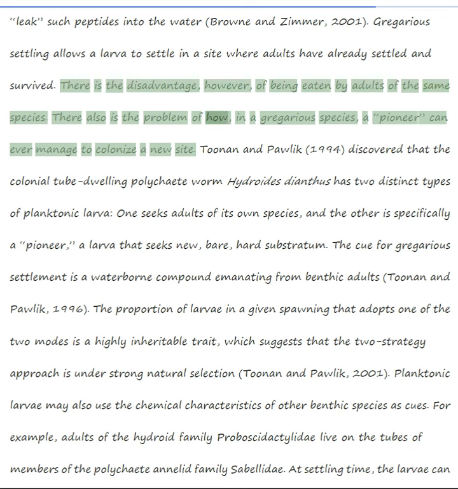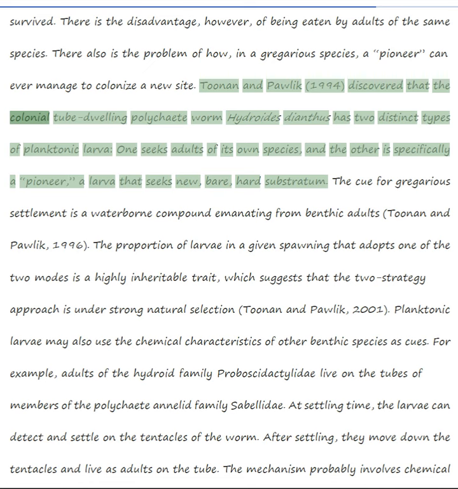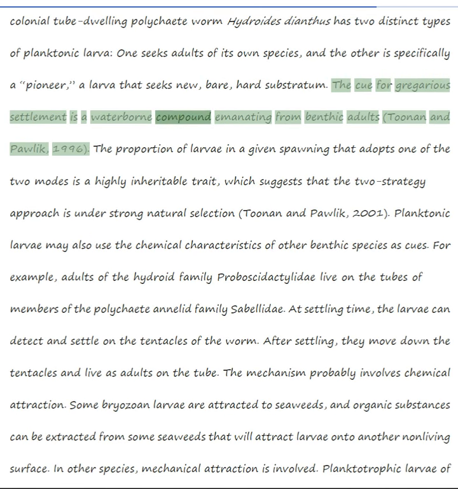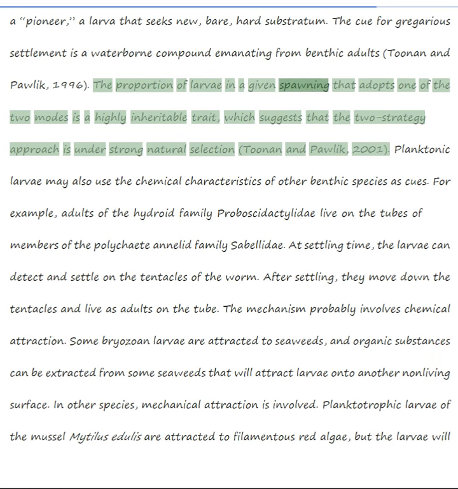There also is the problem of how, in a gregarious species, a pioneer can ever manage to colonize a new site. Tunan and Pollock discovered that the colonial tube-dwelling polychaete worm Hydroides dianthus has two distinct types of planktonic larvae. One seeks adults of its own species, and the other is specifically a pioneer, a larva that seeks new, bare, hard substratum. The cue for gregarious settlement is a waterborne compound emanating from benthic adults. The proportion of larvae in a given spawning that adopts one of the two modes is a highly inheritable trait, which suggests that the two-strategy approach is under strong natural selection.